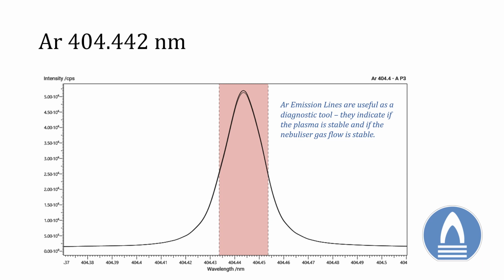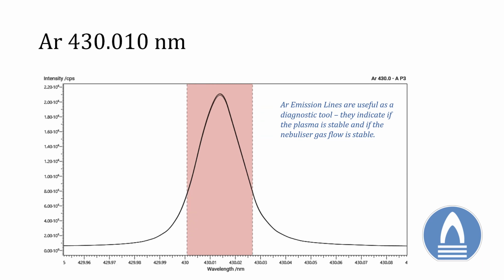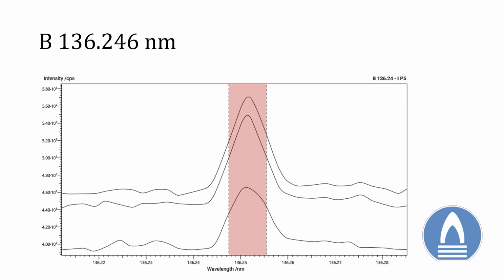There's argon, argon 404. Argon emission lines are useful as a diagnostic tool. They indicate if the plasma is stable and if the nebulizer gas flow rate is stable. So you can see almost exactly all 3 on top of each other. Same with argon 420, 430, and then we get to boron.